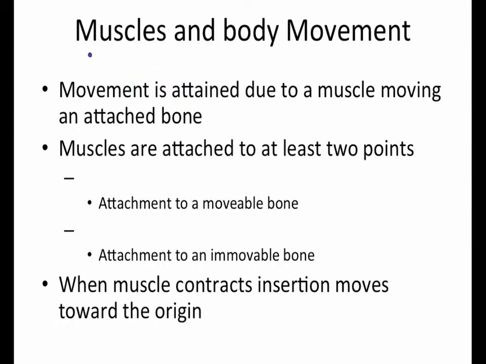So we're moving into the large muscle movements that I knew you were excited about. So muscles and body movement is what's up next. Muscle movement is attained by a muscle moving an attached bone. Muscles are attached in at least two different points. In a lot of cases, there are several different places where muscles attach to different types of bones.